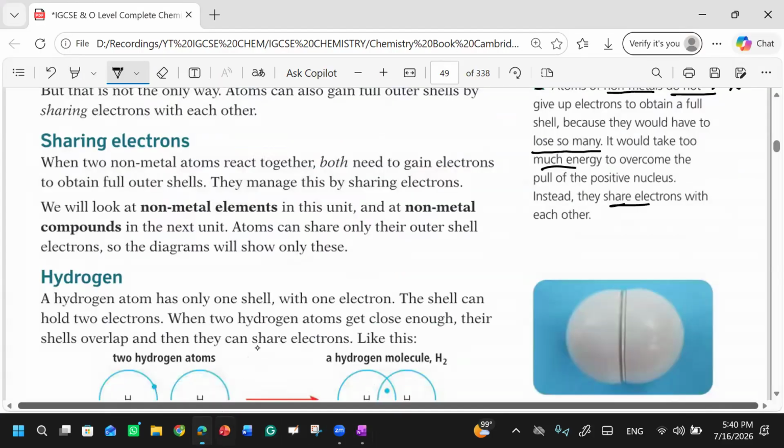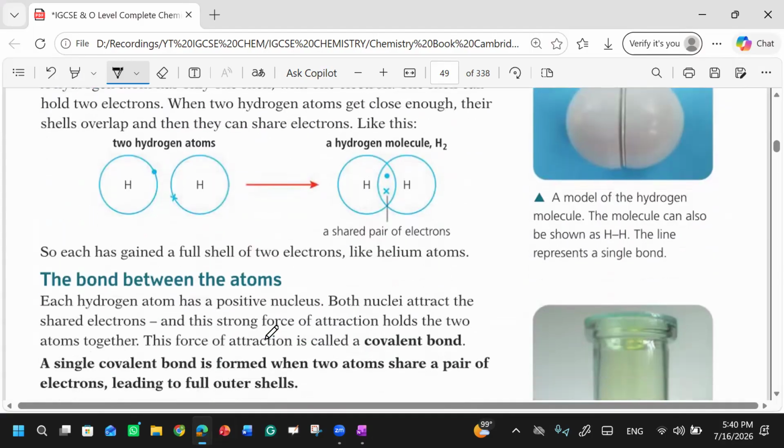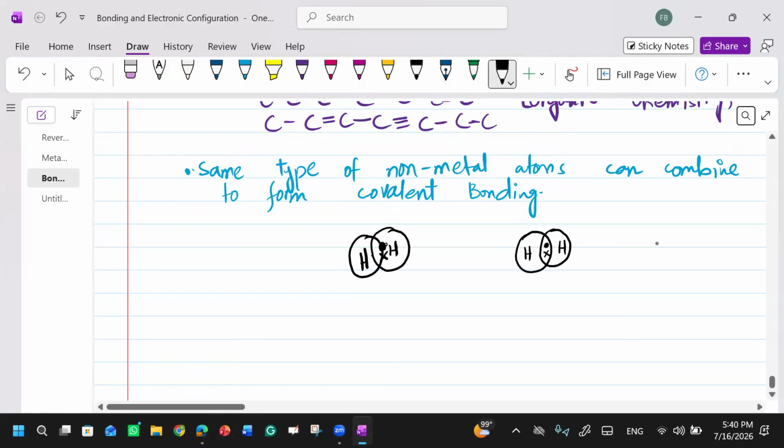You see, two hydrogen atoms approach. One is represented by the cross and the other one by a dot. And this is a sharing, a shared pair of electrons. So what does it mean? Whenever you see this bond, it means it has two electrons, one of this hydrogen and one of this hydrogen. Clear?